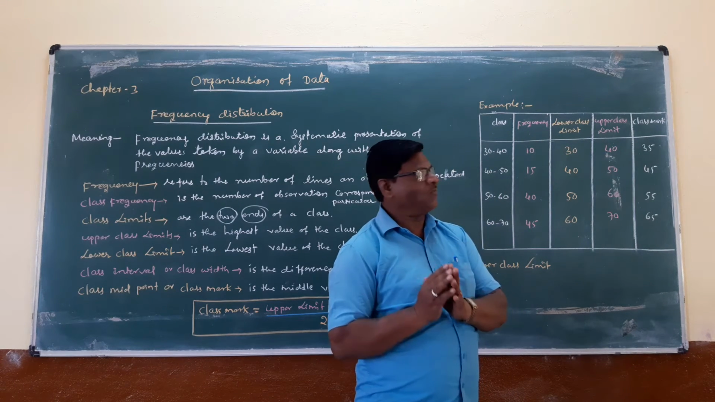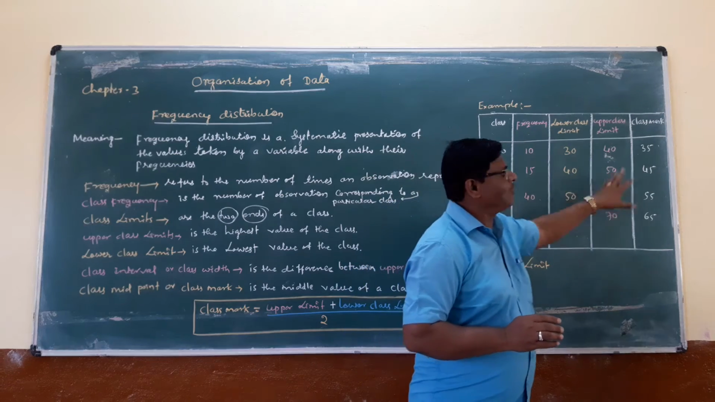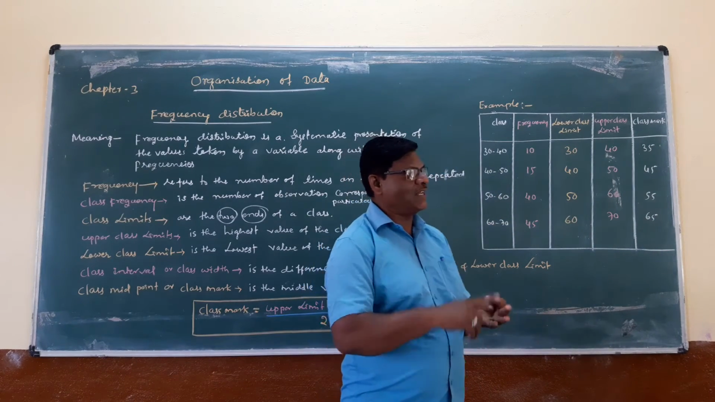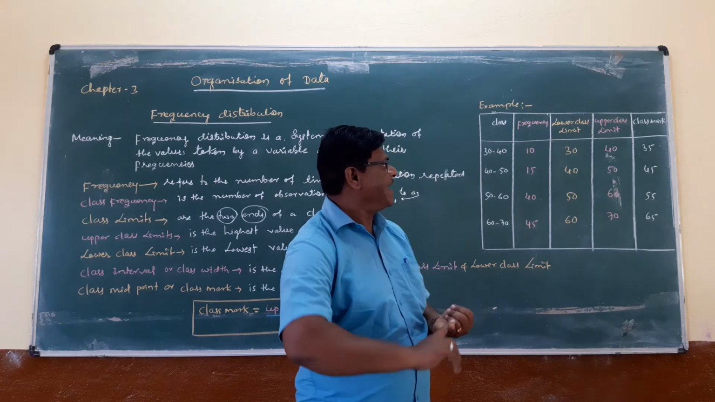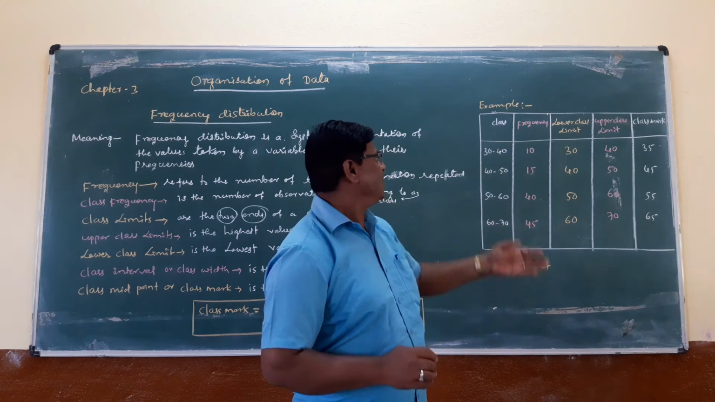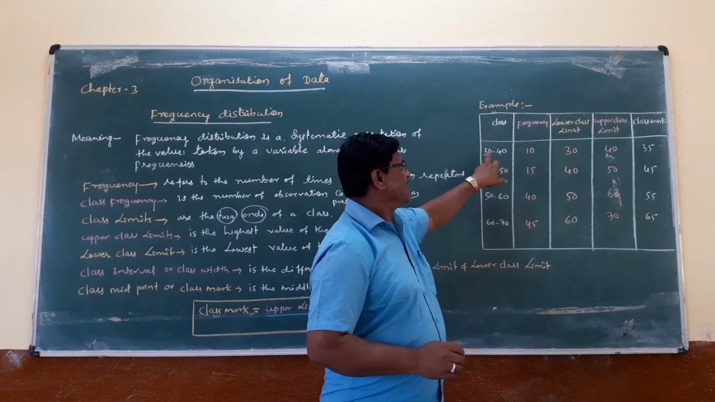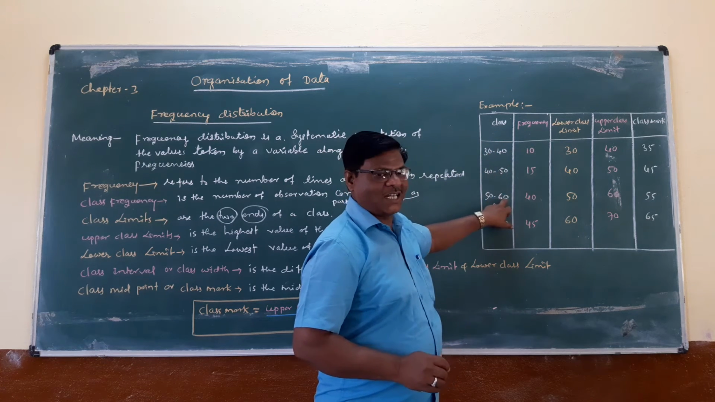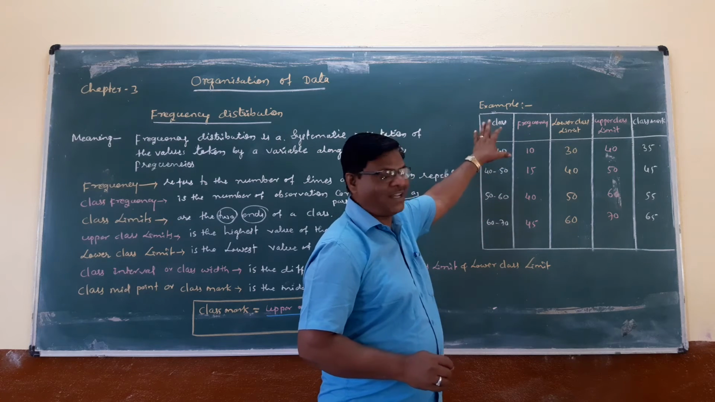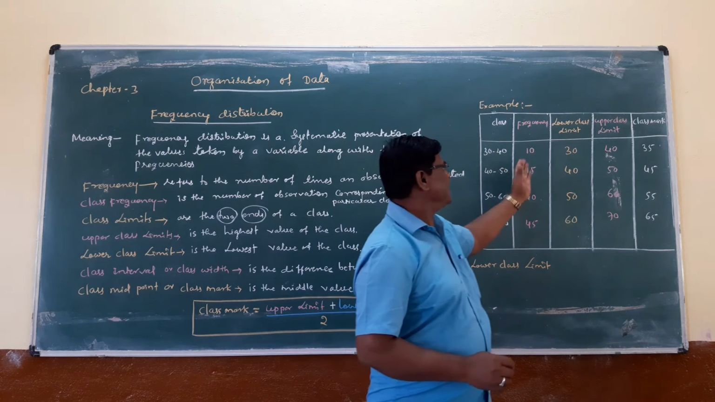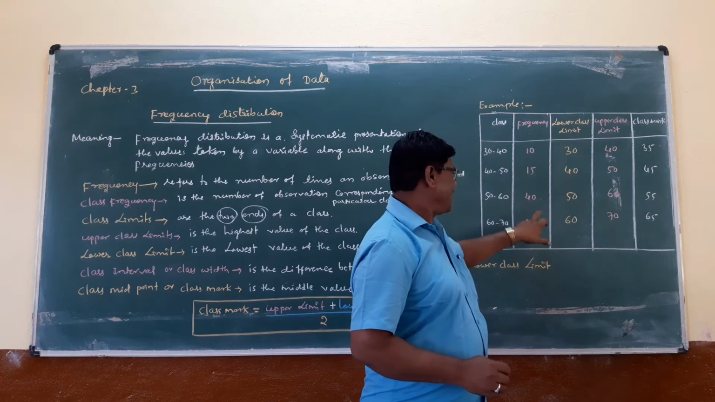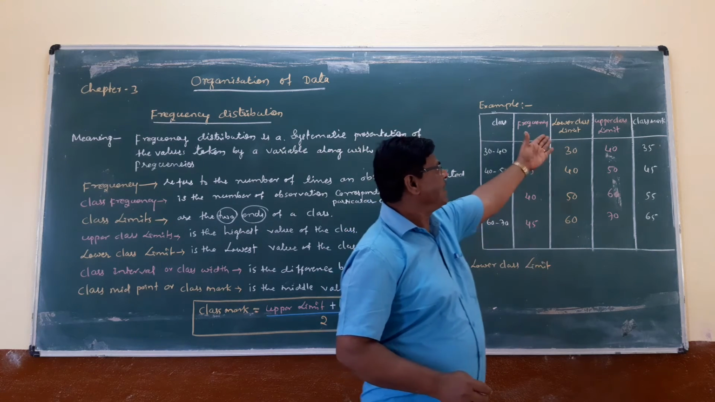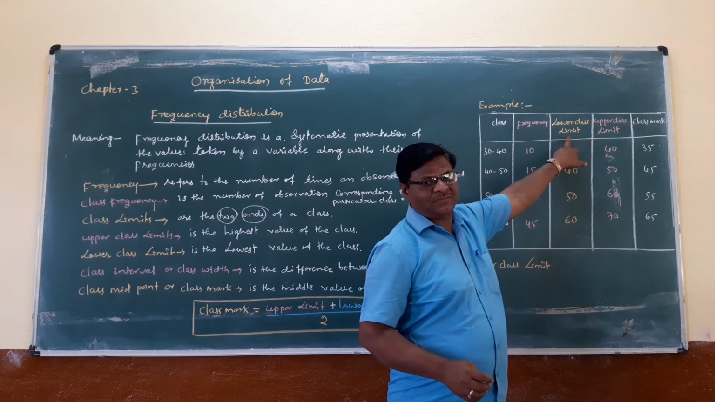These are the five columns: 1, 2, 3, 4, 5. They indicate the class, frequency, lower class limits, upper class limits, and the class marks. In the class column, it is 30 to 40, 40 to 50, 50 to 60, 60 to 70. And the frequency is 10, 15, 40, 45.